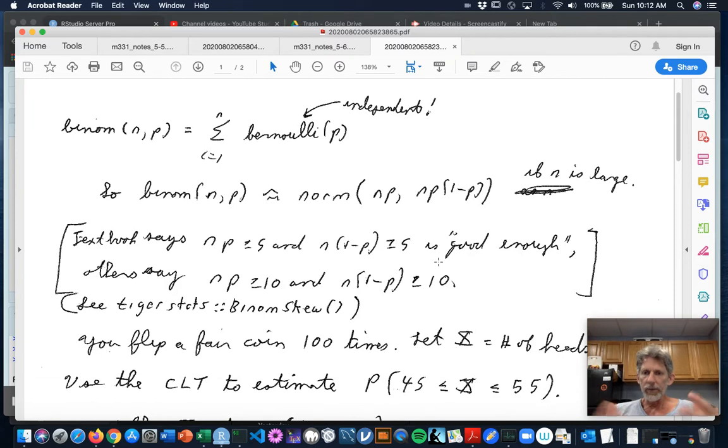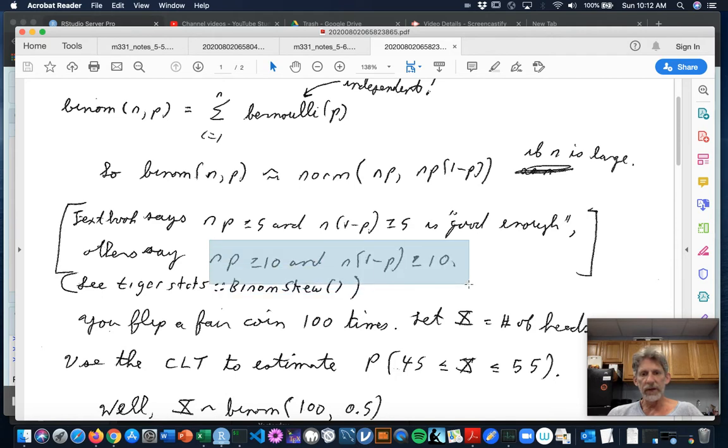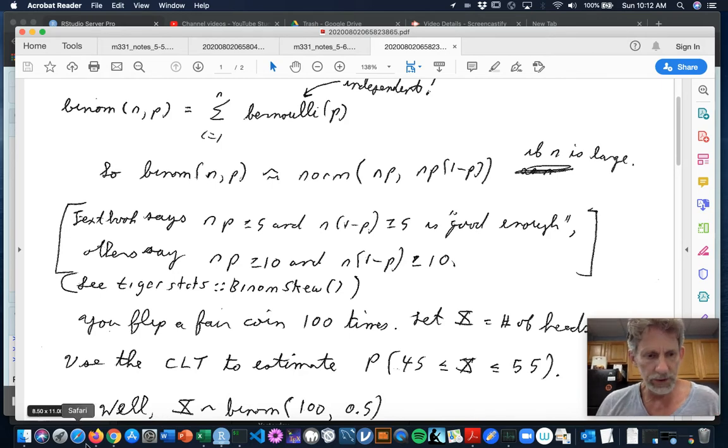Now, how big should n be for the approximation to be good? The textbook says that the expected number of successes, np, and the expected number of failures, n times (1 - p), should be at least 5. You'll see other people say that those two quantities should both be at least 10. I don't want to really fight about which one's right, but I'd like to do some investigations to convince you why it is that they want both the expected successes and the expected failures to be at least a certain size. So we do that with a function called binom.skew out of the TigerStats package over in R.